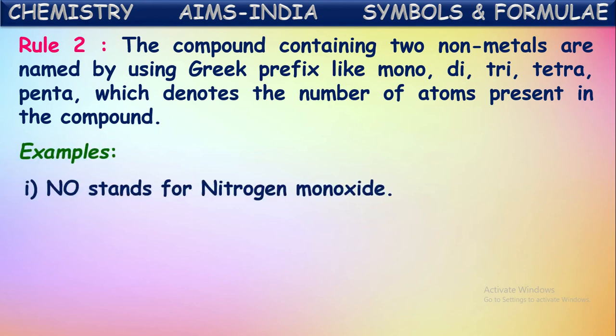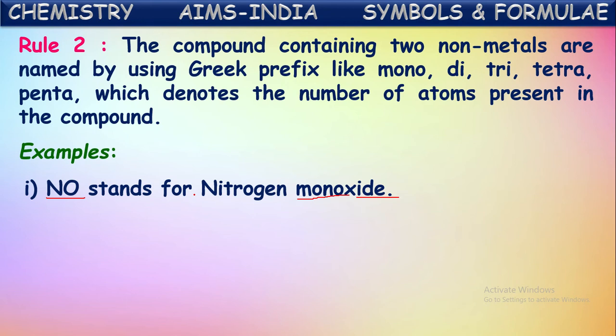The first example, the compound formed by nitrogen and oxygen. That can be named nitrogen oxygen. For the second non-metal, ide is attached by eliminating a few letters. Now it becomes nitrogen oxide. And for the second non-metal, the number of atoms also will be mentioned by giving prefixes like mono. See, in this compound there is one nitrogen atom and one oxygen atom.